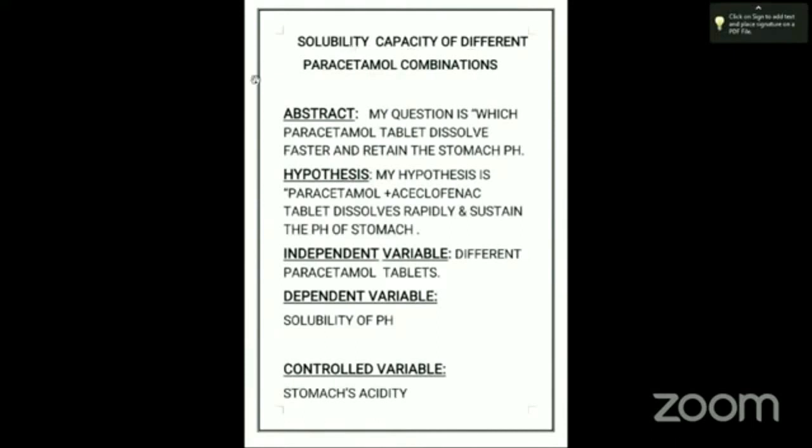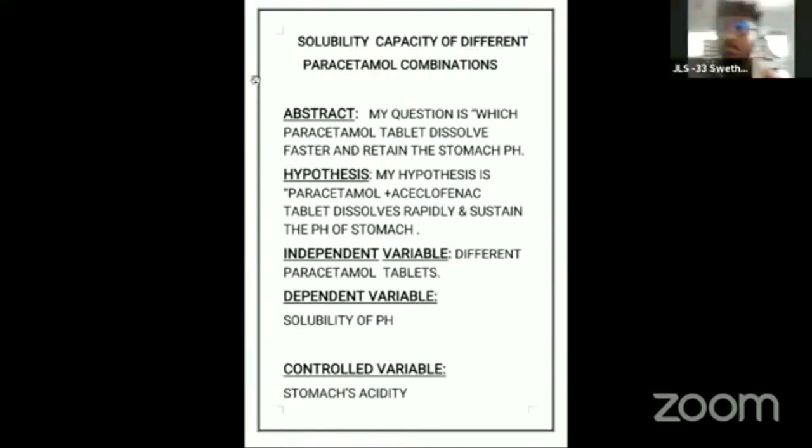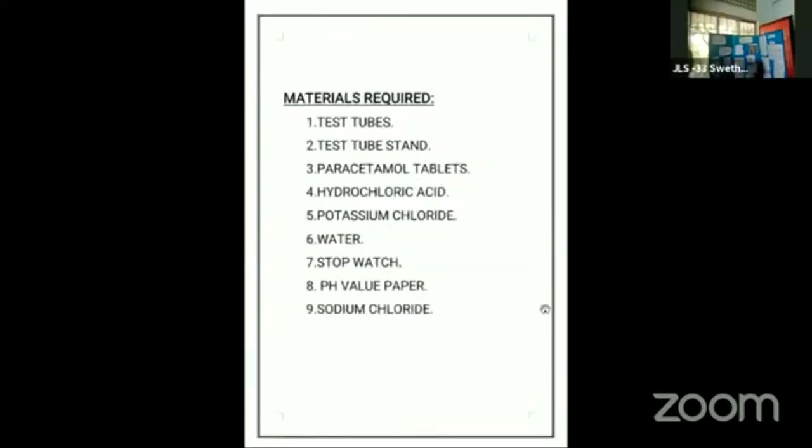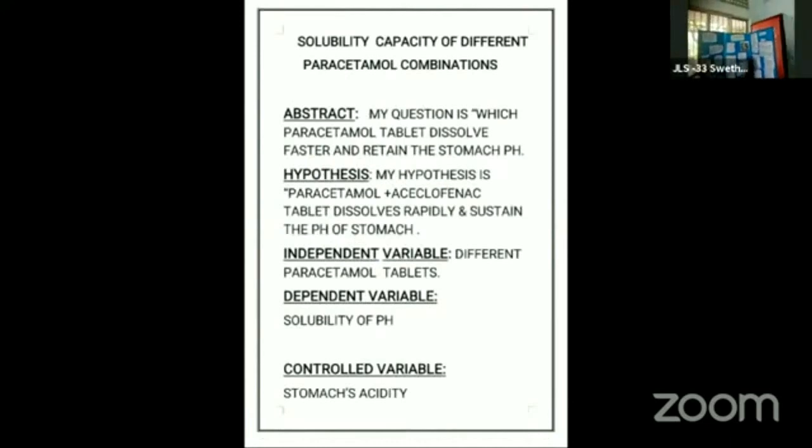My question is which paracetamol tablets dissolve fast in the pH of the stomach? My variables are: my independent variable is different paracetamol tablets. My dependent variable is solubility and pH, and my control variable is stomach acidity.